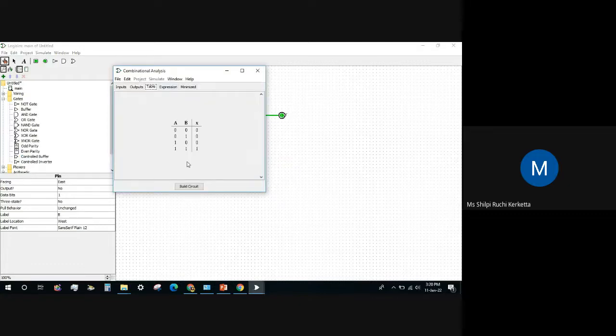So here we can see this is the truth table. And if we go to expression, we will see the output Y. I don't know why it's giving X. It is A into B. Here you can't see the dot, but it will be A into B. Okay, so this is the expression.